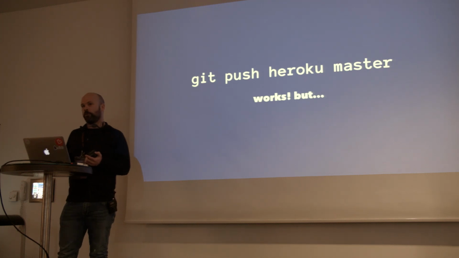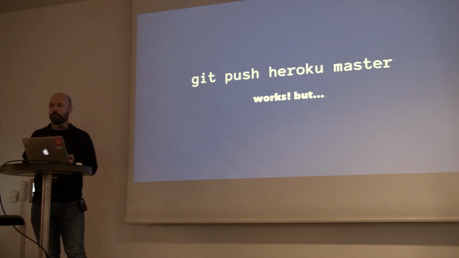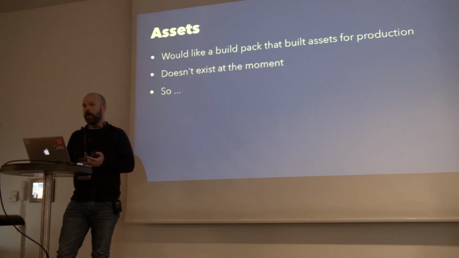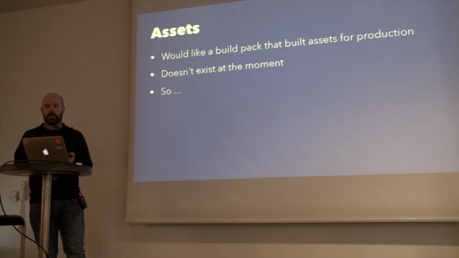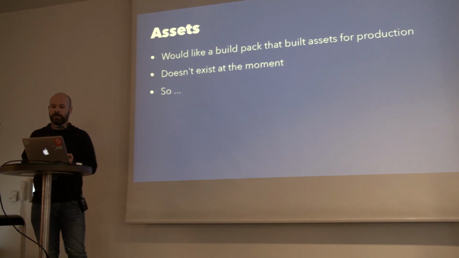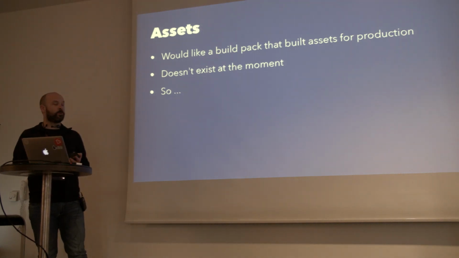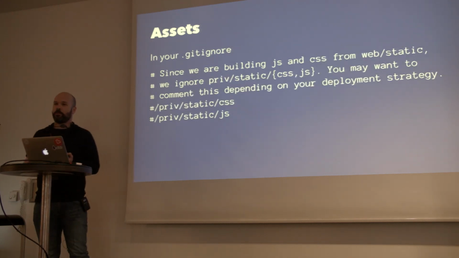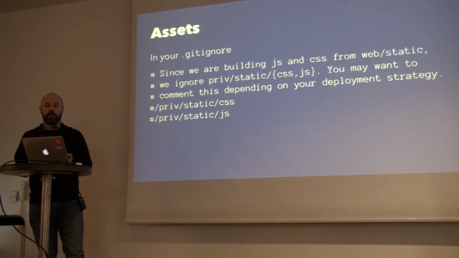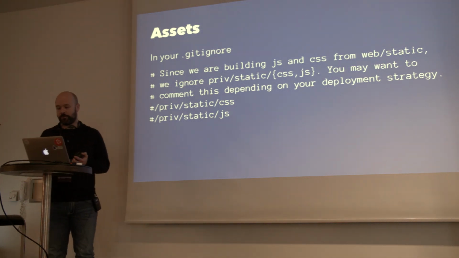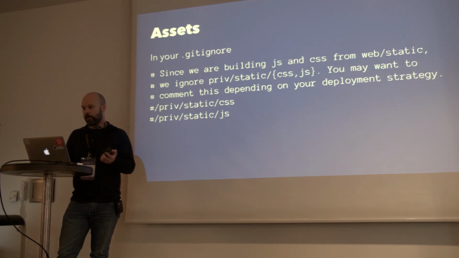But when you go to your Heroku app and have a look at it, there won't be any assets, there'll be no CSS or JavaScript. What would be ideal, and what Chris wants, I think, is a build pack that will actually run brunch when it builds. Nobody's had time to do that yet. It doesn't exist at the moment. If you want to do that, that'd be great. So what I did was comment out the lines in gitignore for priv static CSS, which is where you build them in development, and just deploy that. It's not ideal in any way, shape, or form, but I just wanted to get it done.